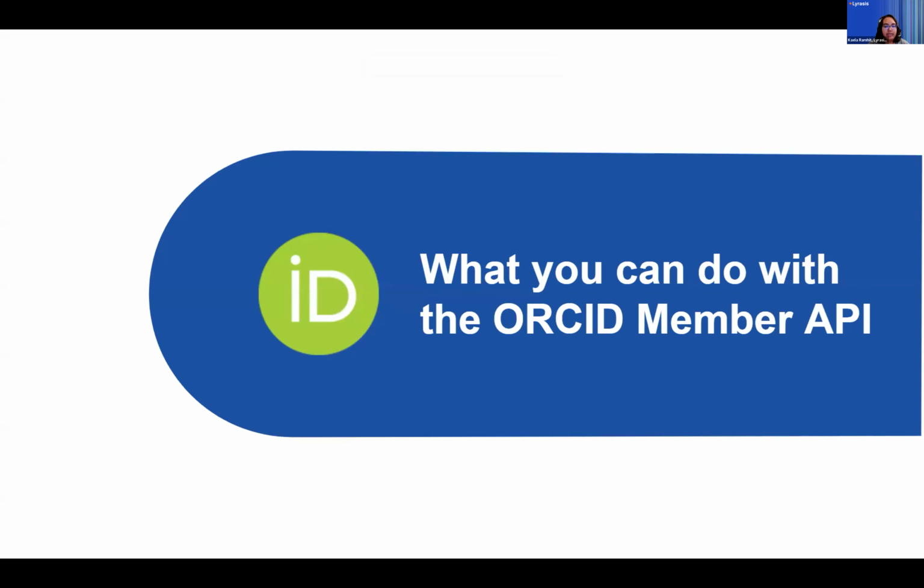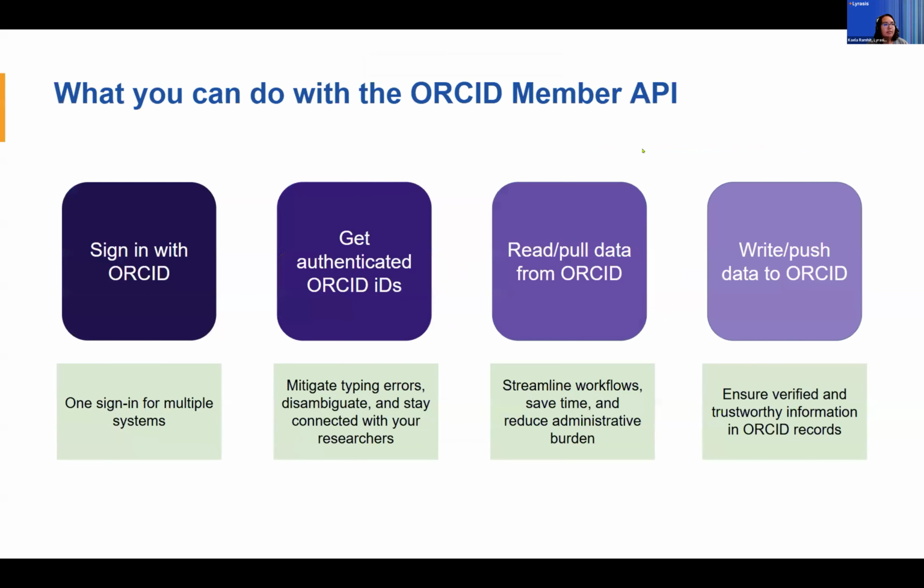Great. So like Paolo said, I'm going to talk us through what you can do with the ORCID Member API and some of the benefits of using the Member API. There are a few different ways that you can use the Member API. Some of those are signing in with ORCID, collecting authenticated ORCID IDs, reading or pulling data from ORCID records into your systems, and then writing data back to ORCID records. I'm going to go through each of these concepts, and in Sheila's presentation, she'll be going through in a lot more depth how all of that works together for a custom integration.